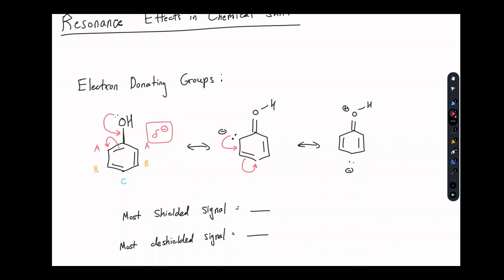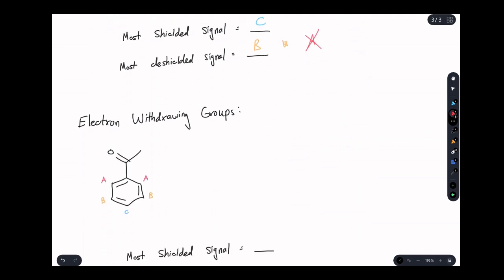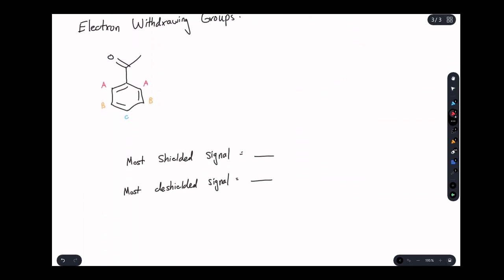However, the most shielded signal would likely be signal C. That's because in this resonance form, it too gets the delta negative charge, and it's the furthest from the oxygen. That would leave B, then, to be the most deshielded signal, which is unexpected. Many students would put A due to its proximity. That's how resonance can affect the chemical shift. We'll look at one more type of group, the electron withdrawing group. These are typically depicted by a carbonyl being directly connected.